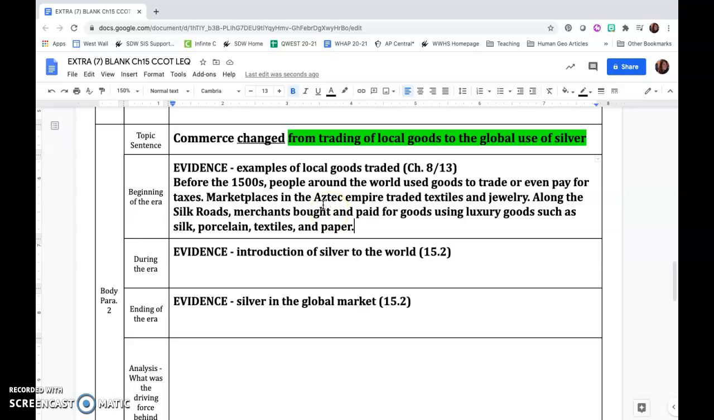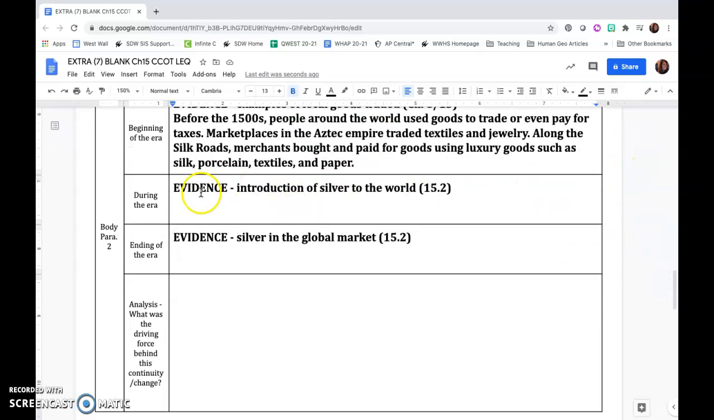I can say, here's a specific: I could go back in time and point to textiles or jewelry that was traded within the Aztec Empire. We then did the same thing with the introduction of silver here. Again, if you need to pause the video and either write my evidence from the top or look through your notes for the introduction of silver, please do that.